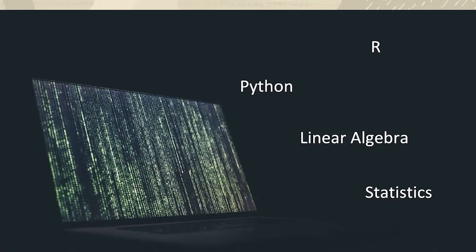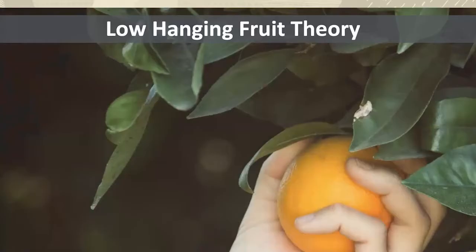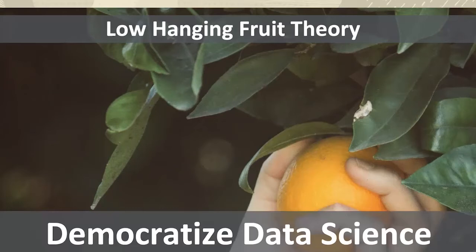In order to solve the problem, we need to basically take the low-hanging fruit theory. So instead of trying to upskill a lot of people to data science, we need to bring data science down to earth. We need basically to democratize data science, to provide a way of solving data science problems with a simple set of tools.